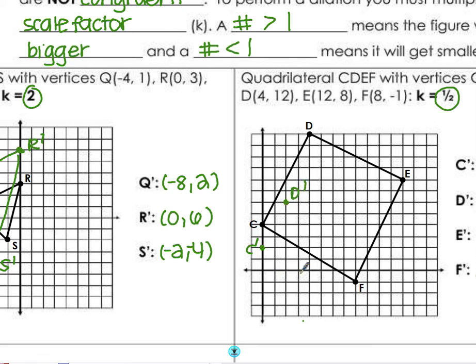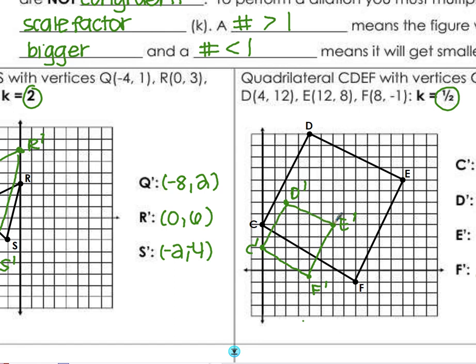And then 6, 4. 1, 2, 3, 4, 5, 6. 1, 2, 3, 4. That's E prime. And then 4. 1, 2, 3, 4, and then just down halfway in between, so F prime. And then here is our reduction.